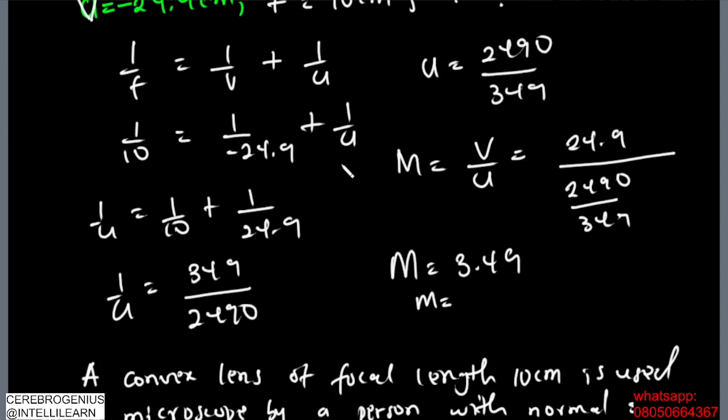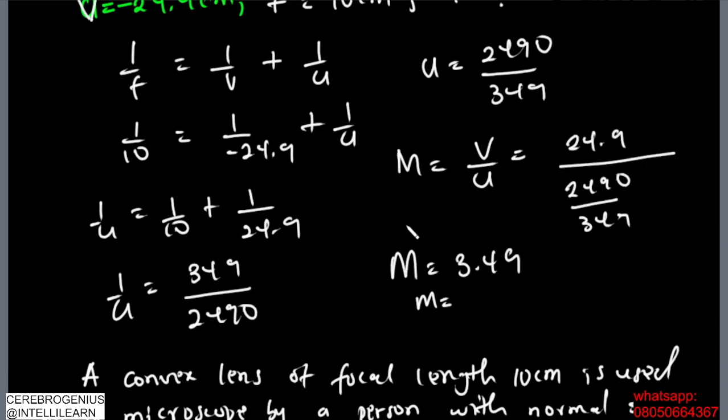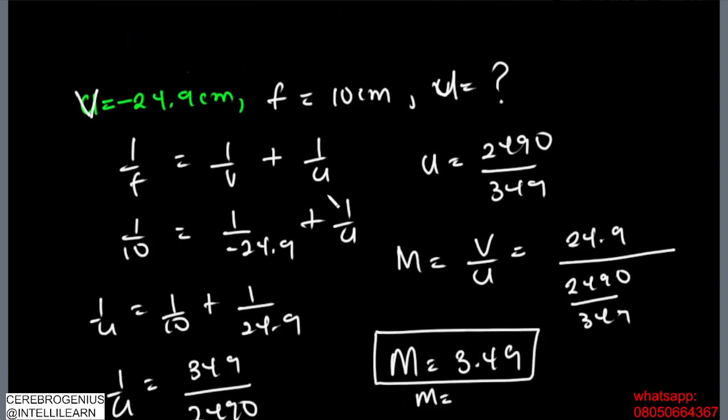So you resort to doing it normally. When you now do it normally, you get your magnification as what? 3.49. So that's going to be the magnification when it is not functioning as a microscope. Please, these are very important things that we should know. This magnification is when it is not functioning as a what? As a microscope, because we did it normally.